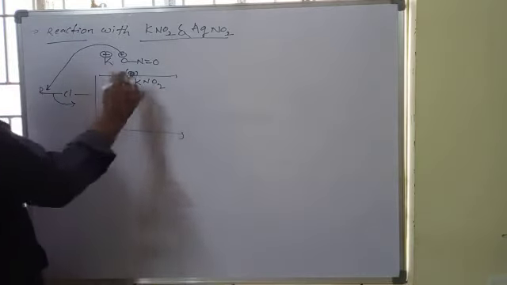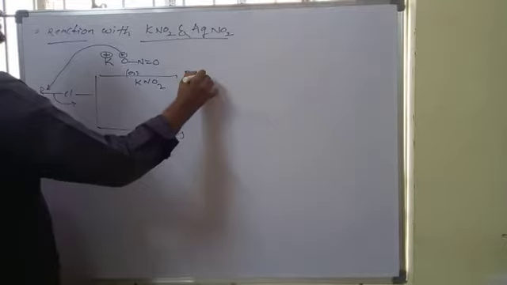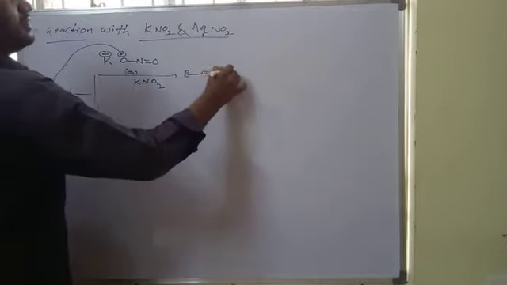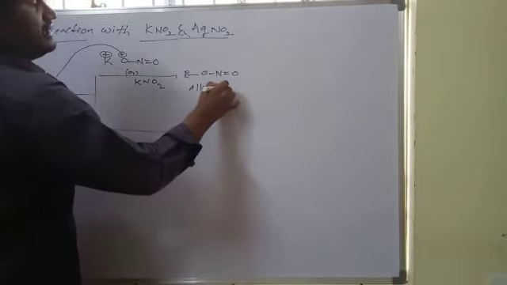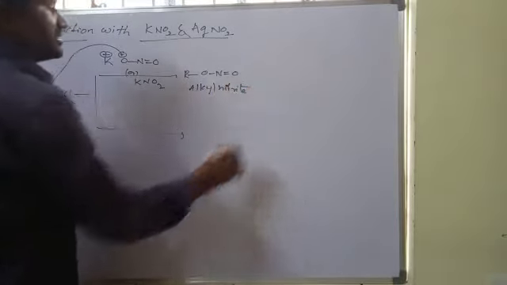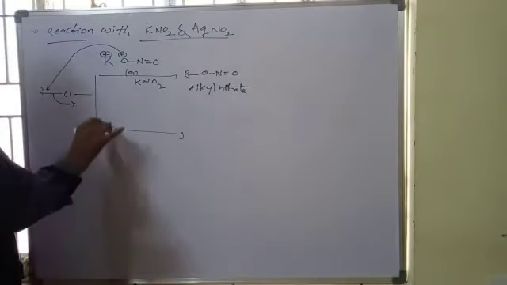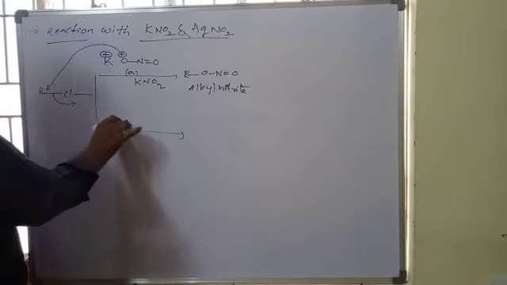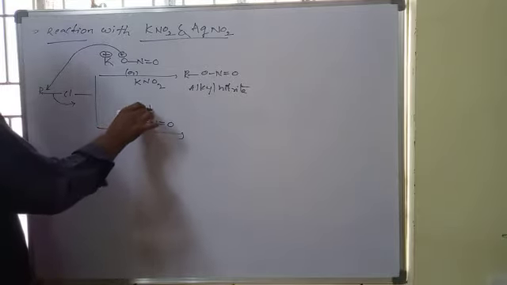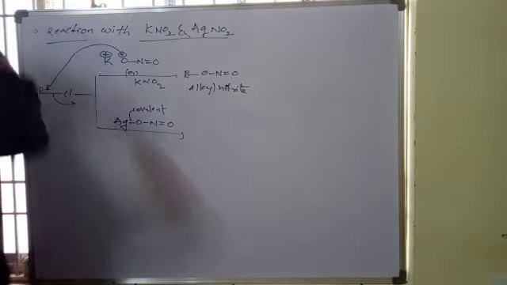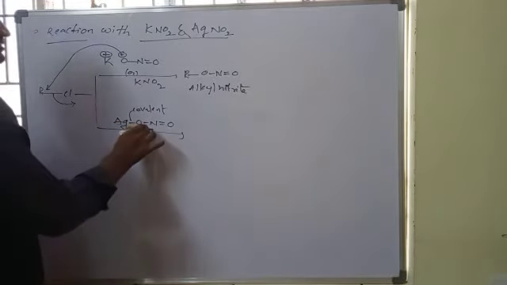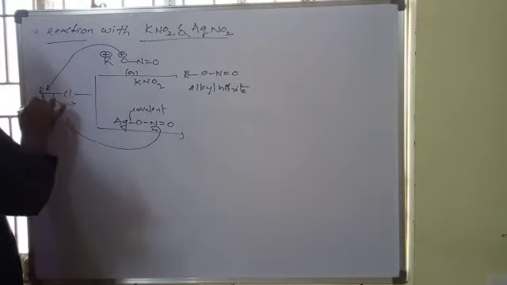So in the case of potassium nitrite, the product is R-ONO, alkyl nitrite. And in the case of silver nitrite, the bond is covalent. So there is no silver plus ion and nitrite ion. In this case, the nitrogen lone pair will attack.